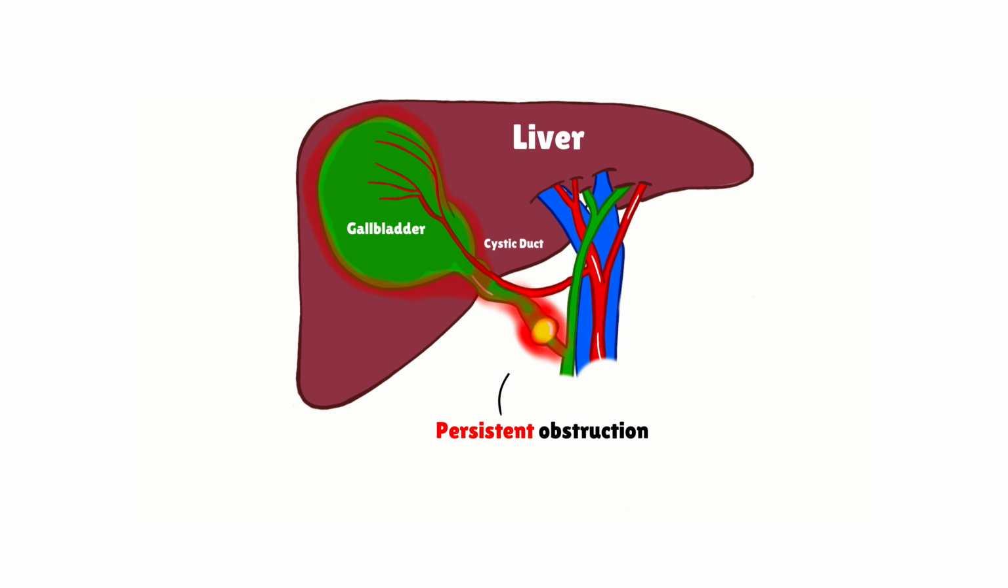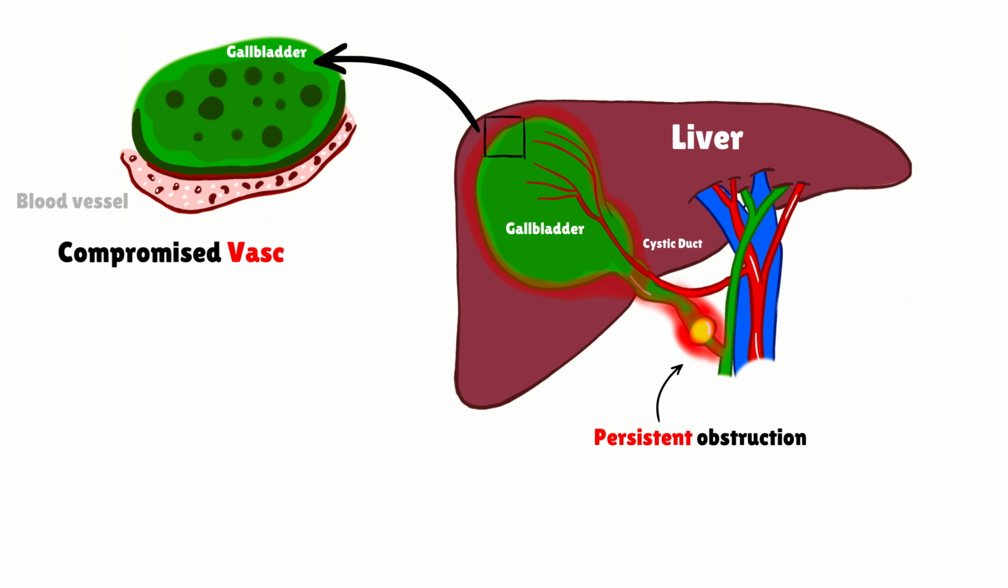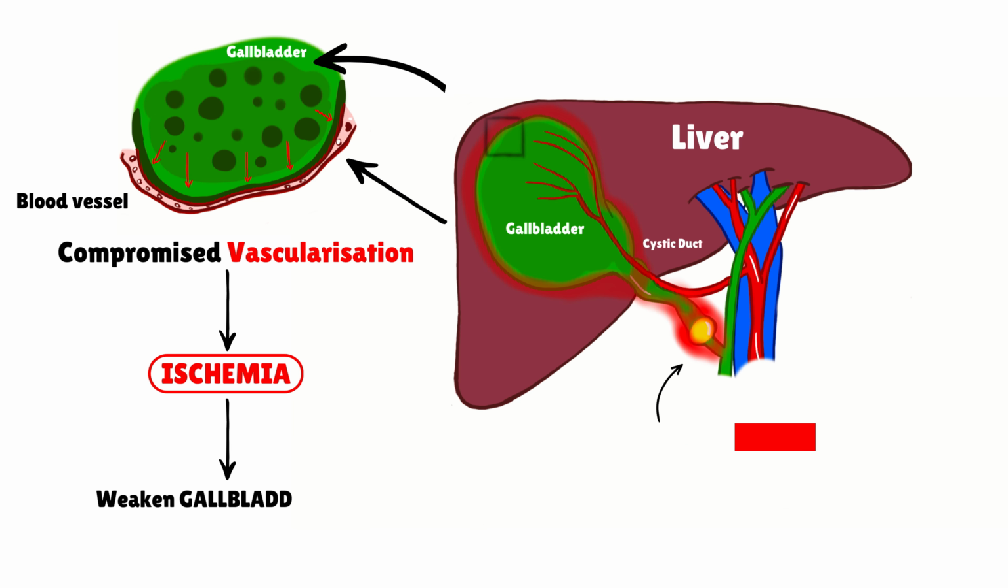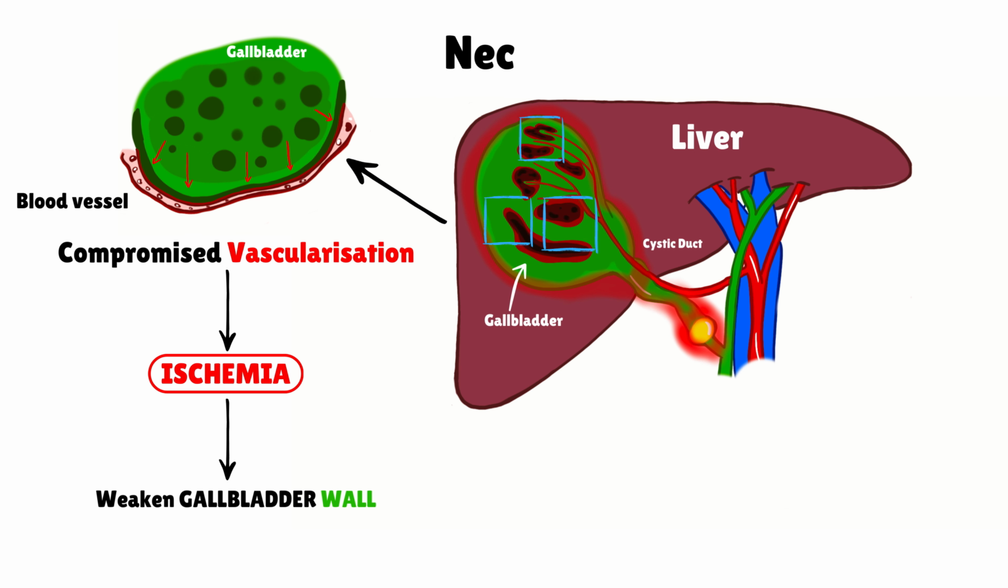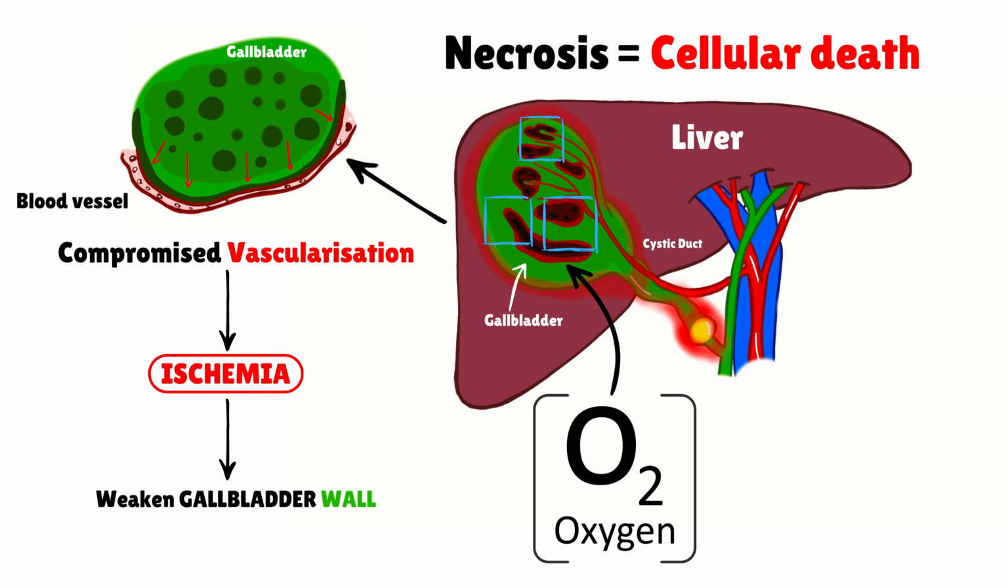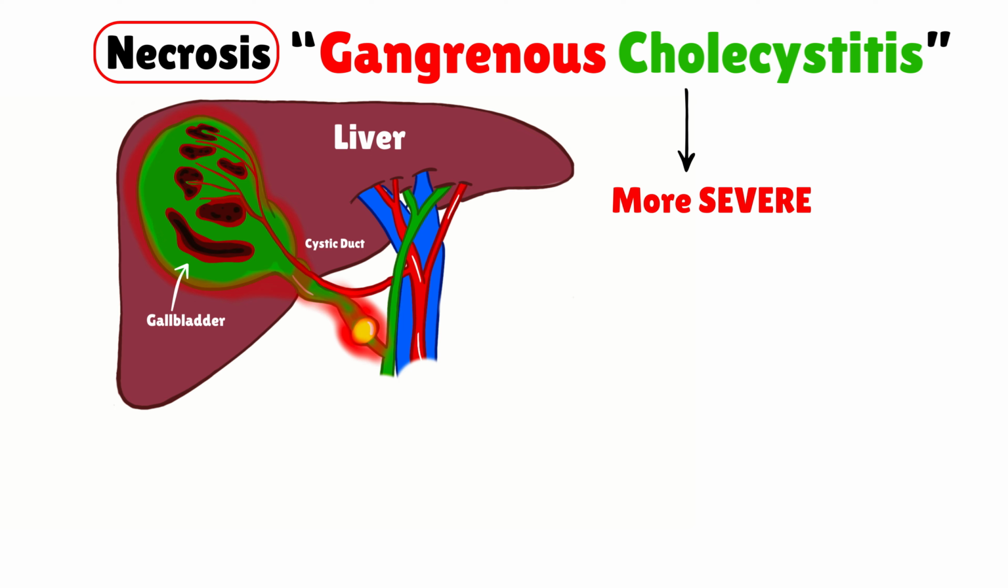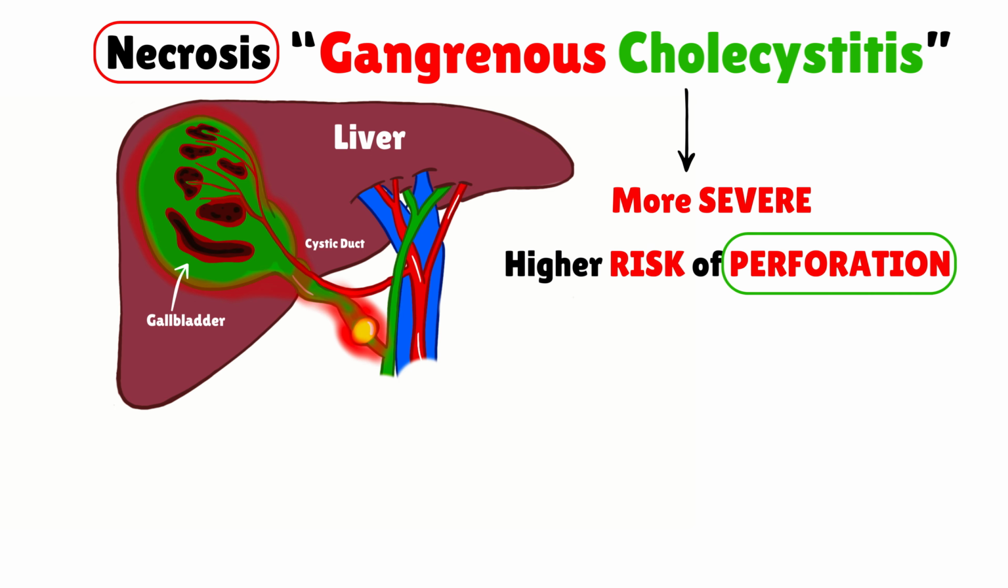Well, if the obstruction persists and the pressure inside the gallbladder keeps rising, the vascular supply to the wall may gradually become compromised, because this pressure can compress the nearby blood vessels. And when tissue doesn't receive enough blood flow, it becomes ischemic. As ischemia progresses, the gallbladder wall may start to weaken, and over time, certain areas of the wall can become necrotic, meaning the cells begin to die because they are no longer receiving enough oxygen and nutrients. When larger portions of the wall undergo necrosis, this may be referred to as gangrenous cholecystitis, a more severe form of the disease that carries a higher risk of perforation.